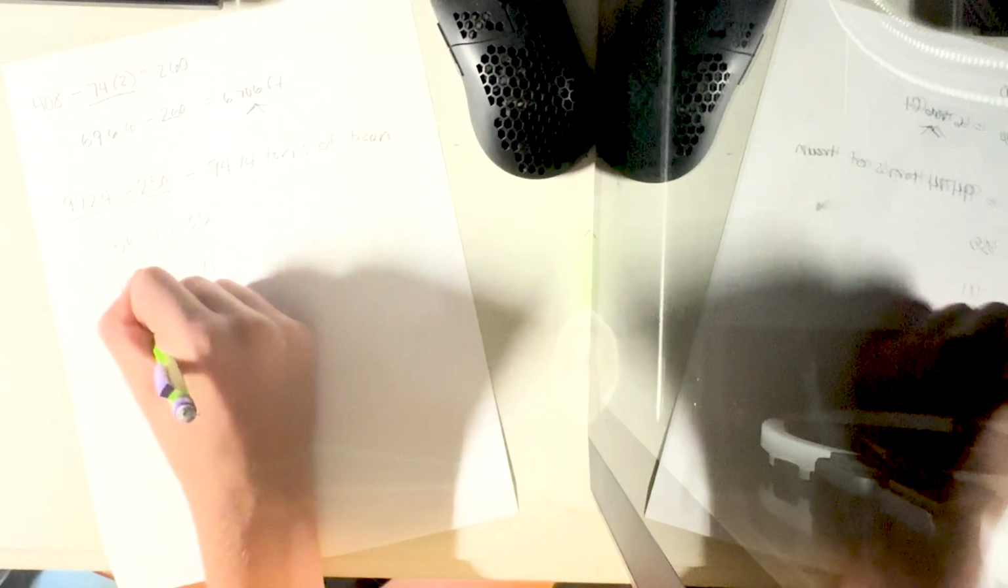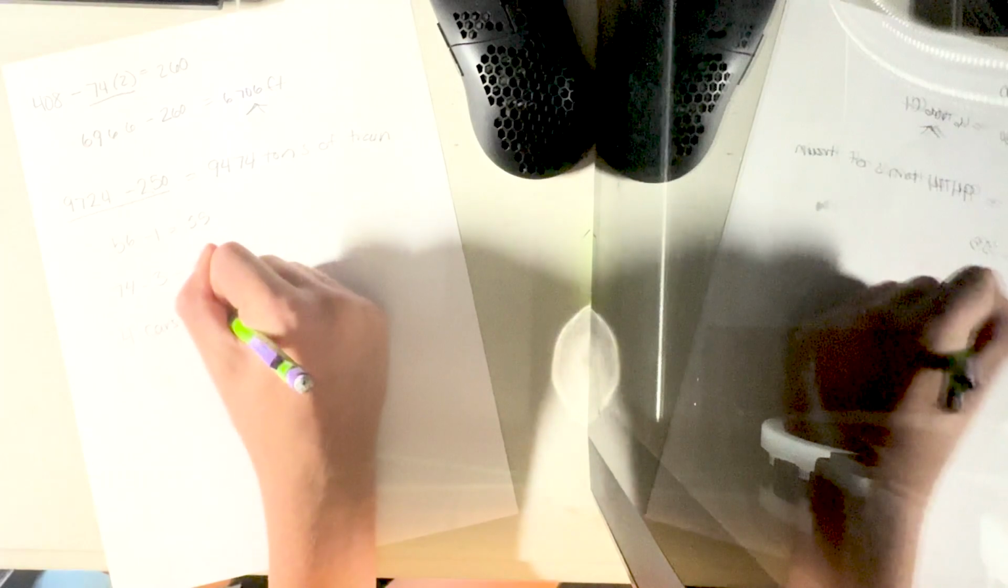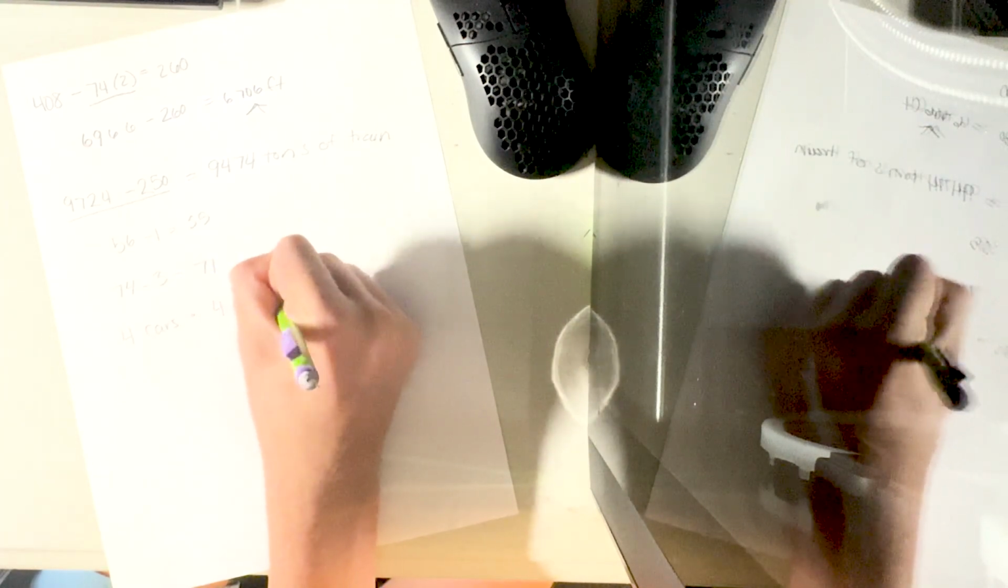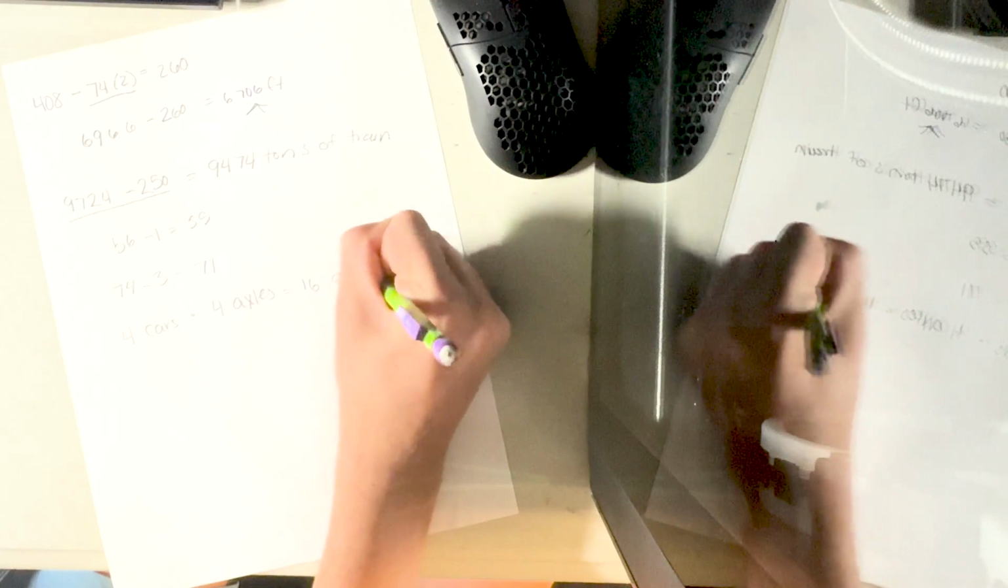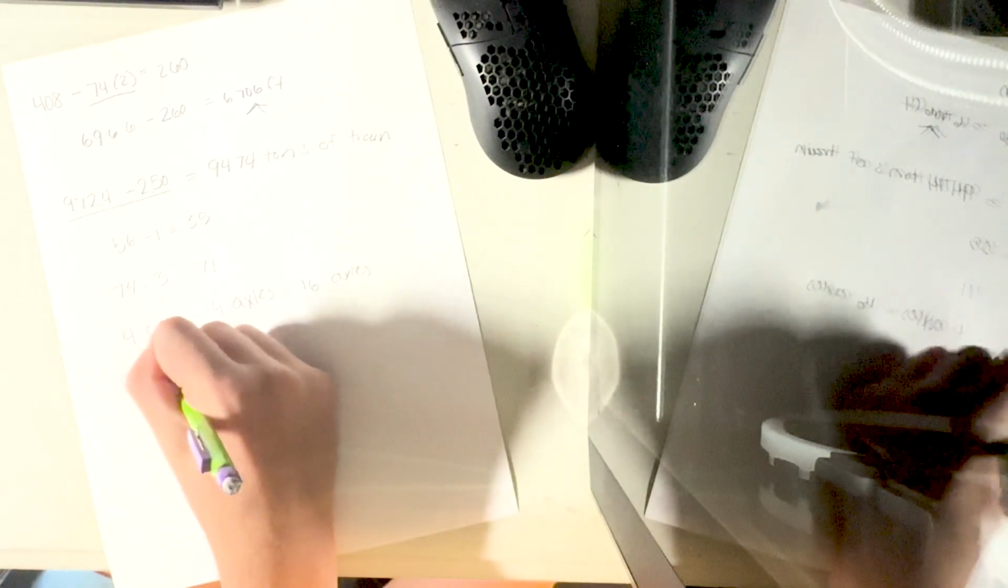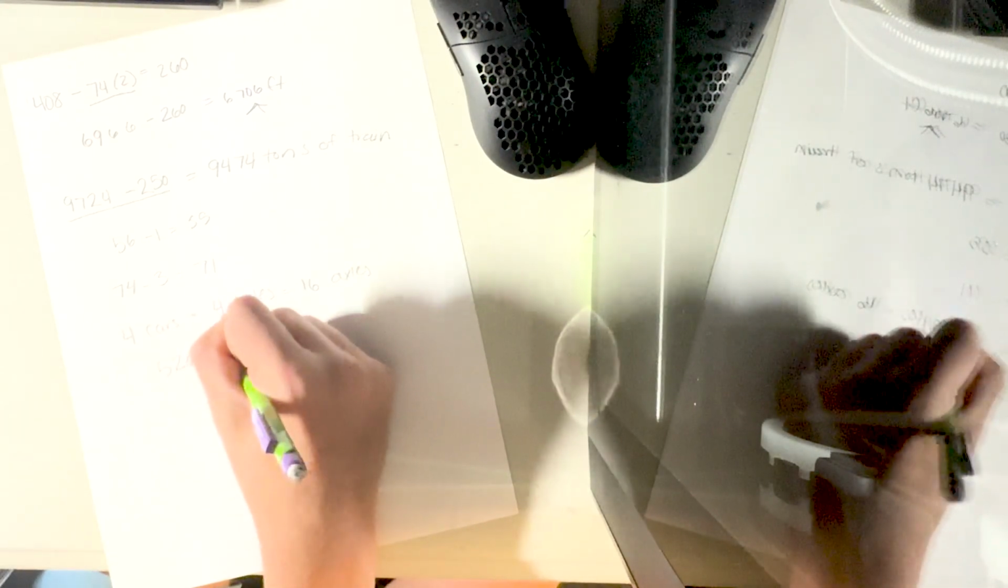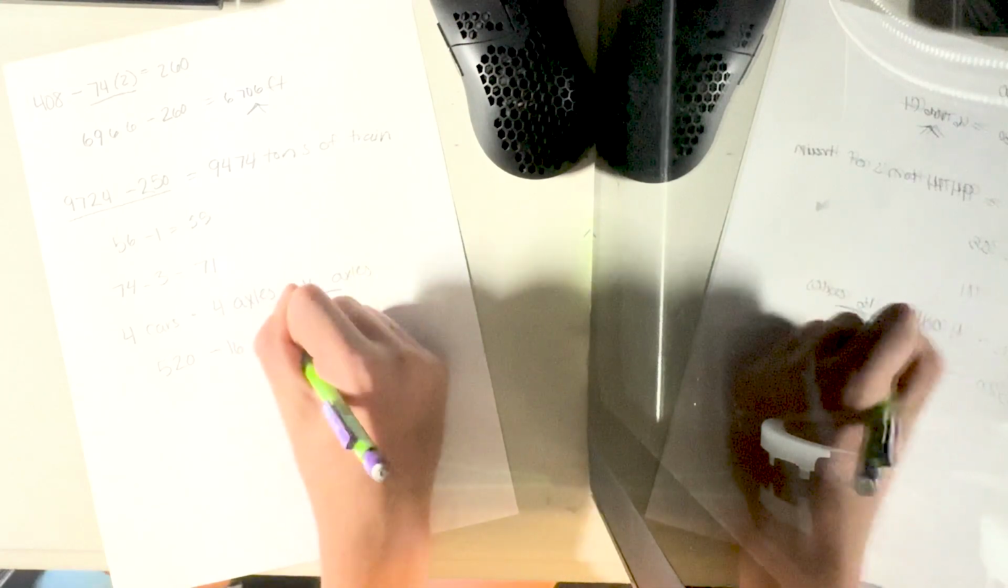And then he has to find the number of axles on the train, so he dropped off 4 cars. Each one of those cars have 4 axles, so that gives him 16 axles dropped off. So his given number of axles was 520. Subtract the 16 dropped off, and that gives you 504 axles still on the train.